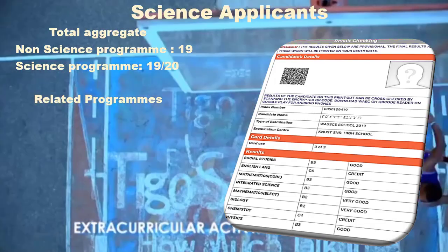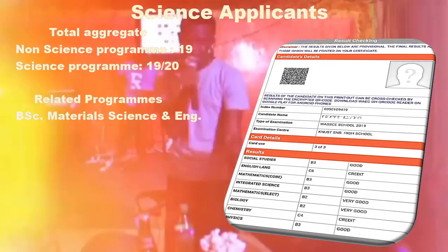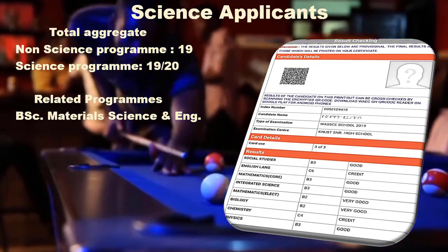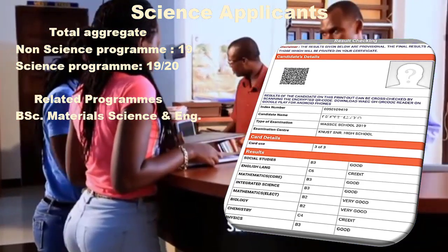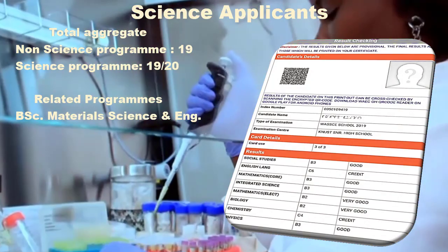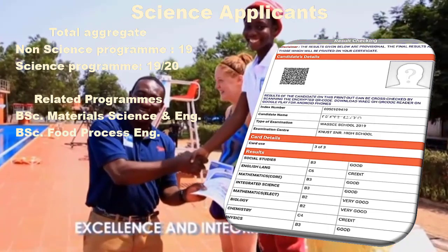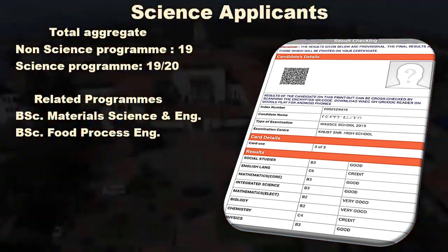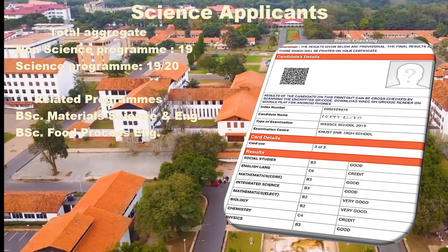So with an aggregate of 19 or 20, the applicant will qualify for programs like the Bachelor of Science, Material Science and Engineering, which was cut off at aggregate 20 as of last academic year with a B3 in Elective Mathematics. The Bachelor of Science, Food Processing Engineering, which was cut off at aggregate 16 as of last academic year with a requirement of a B3 in Elective Mathematics.